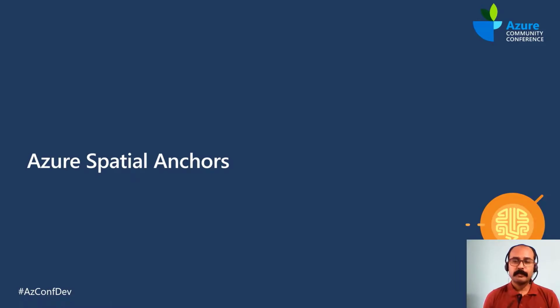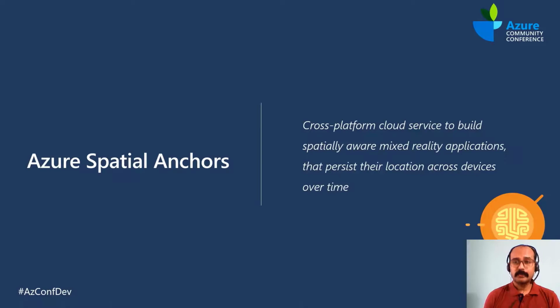What if we could take the concept entirely away from a marker and use the real world itself as a marker, so that we get an infinite canvas to spawn our experience wherever we want? That's what Azure Spatial Anchor does. It's a cross-platform cloud service to build spatially aware mixed reality experiences that persist their location across devices over time. Before we take a look at Azure Spatial Anchor, let me roll a video.